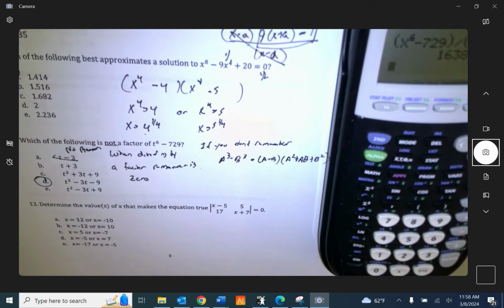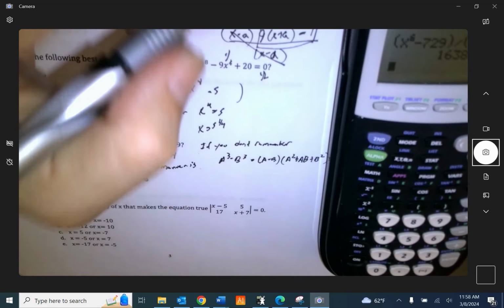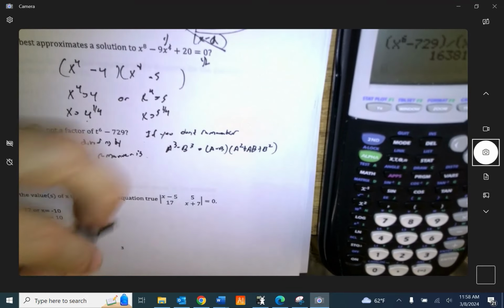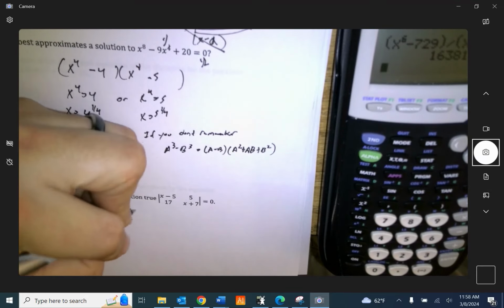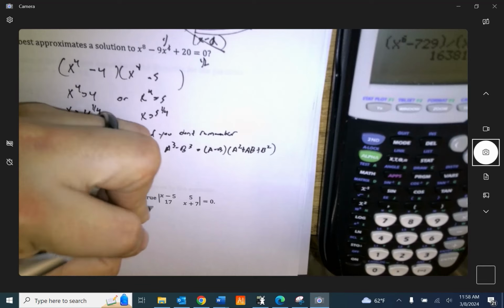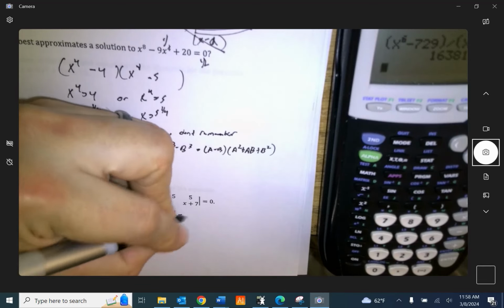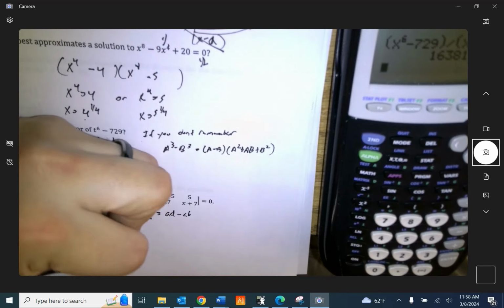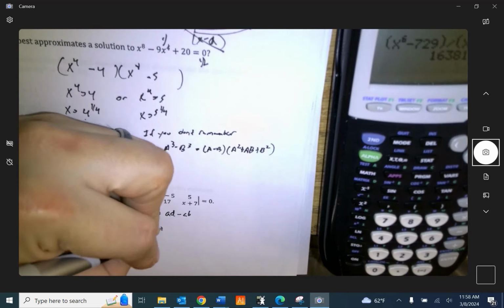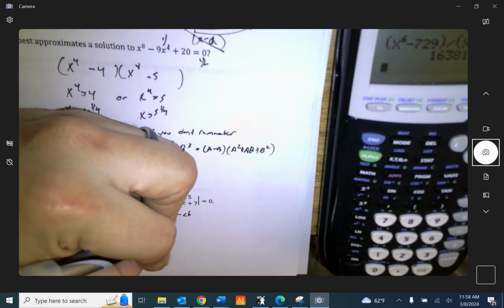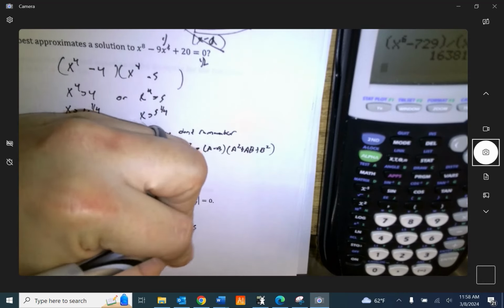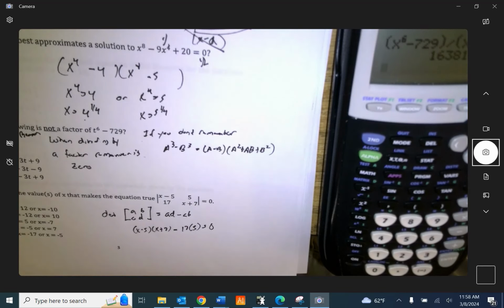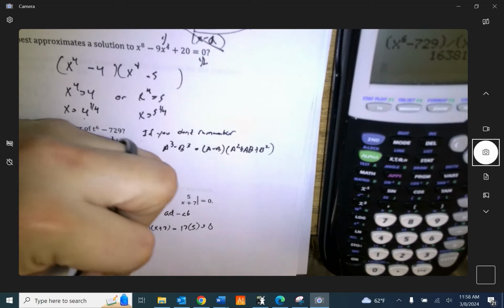All right, determine the values of x that make the equation true. The idea here is that the determinant of a matrix that contains the elements A, B, C, and D is AD minus BC. That was not in Algebra 2 standards last year. So I take x minus 5, I multiply it by x plus 7. I take away the product of 17 and 5, and it is 0. And these are going to be my answers. Alright? Let's see, what's that going to give me?